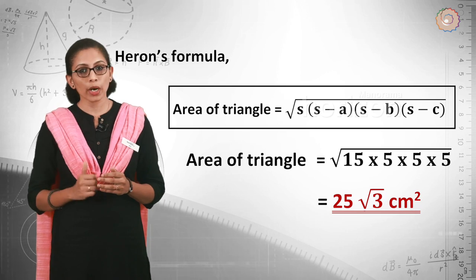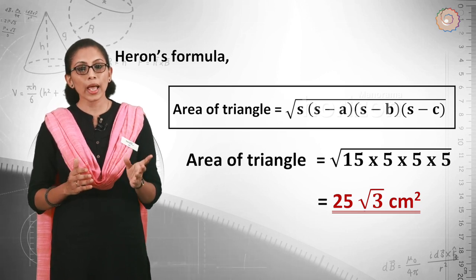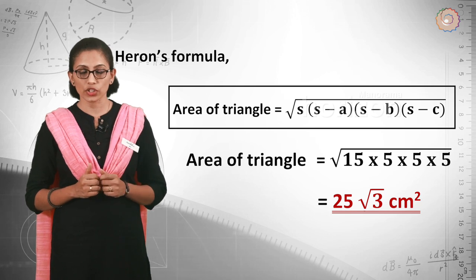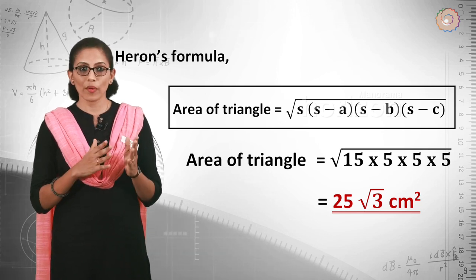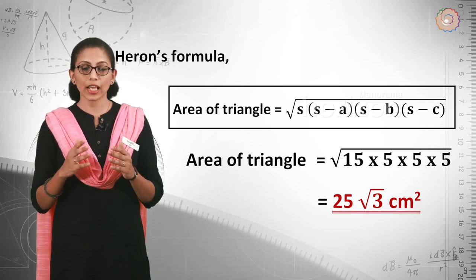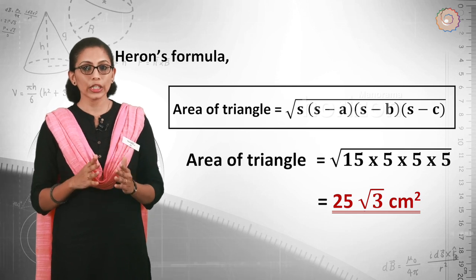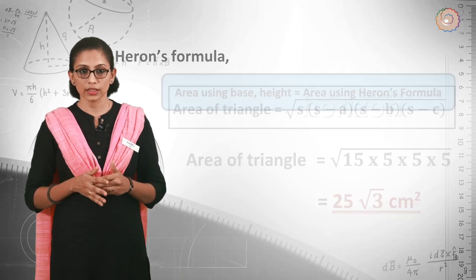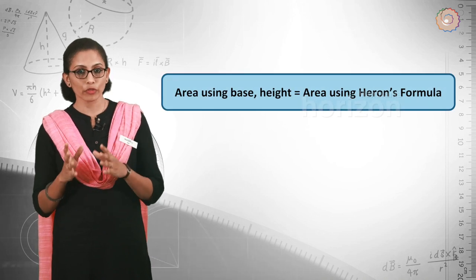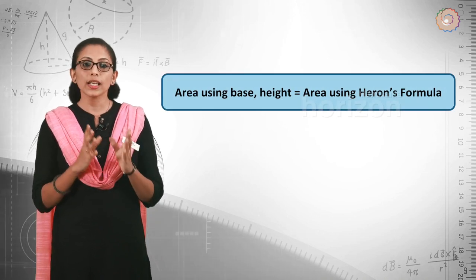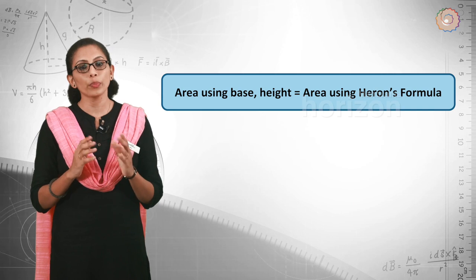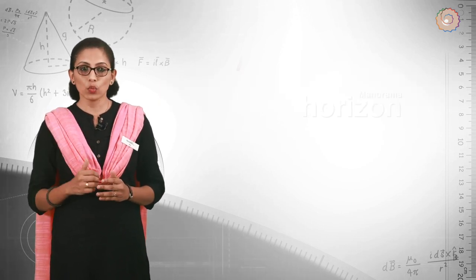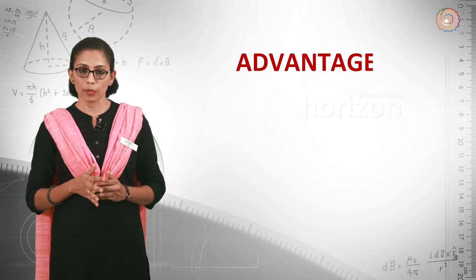Now come to the second part of the question, that is, compare the result using the basic area finding equation. So we did the same question using the area equation. There we obtained the answer as 25 root 3 centimeter square. Hence verified the result. So the area we have got using base and height is the same as we found by using Heron's formula.